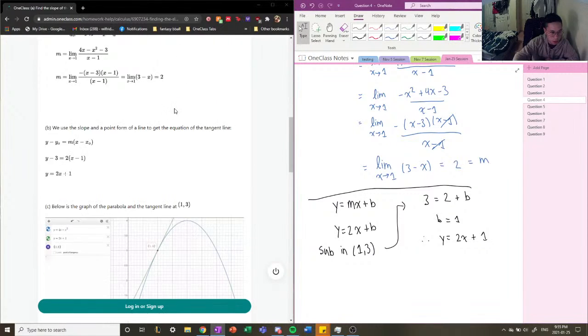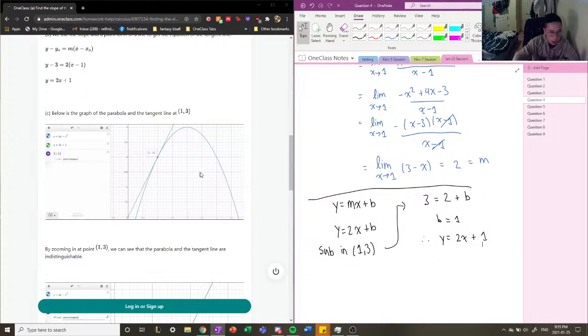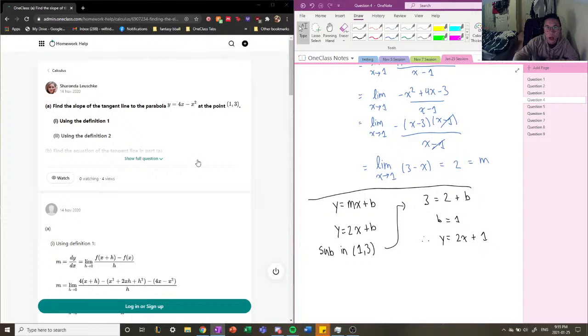So first we're going to graph the parabola. This is the parabola here. It has zeros at 0.